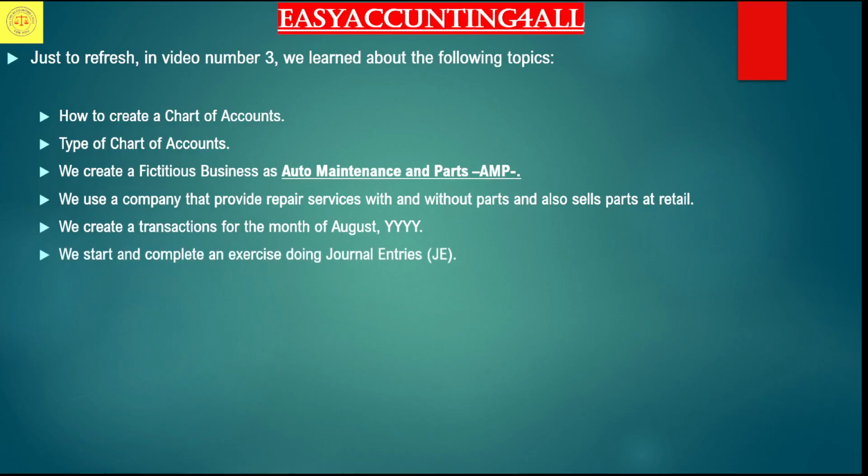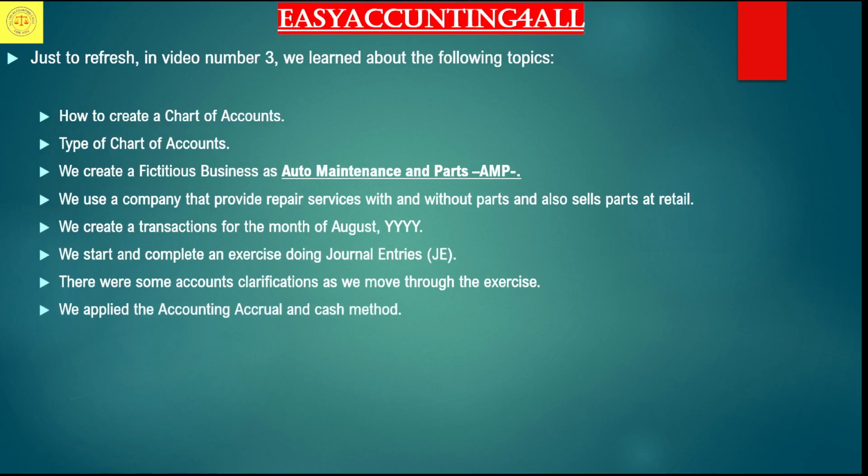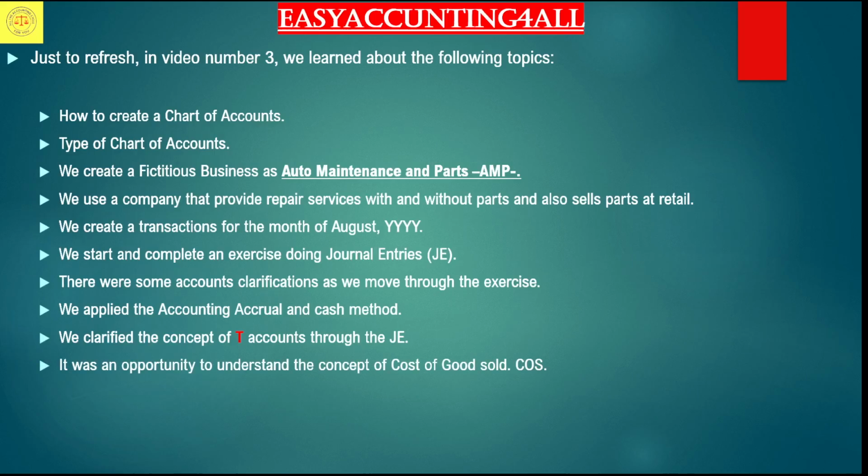We started and completed an exercise doing journal entries. There were some account clarifications as we moved through the exercise. We applied the accrual and cash methods. We clarified the concept of the accounts through the journal entries. It was an opportunity to understand the concept of cost of goods sold. And we clarified the concept of the accounting cycle.